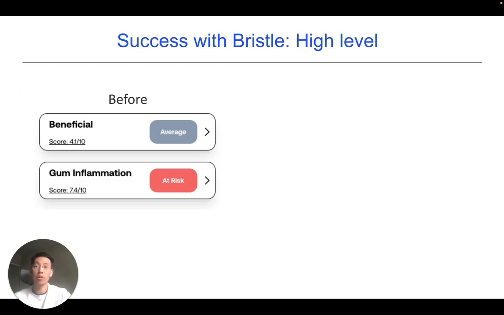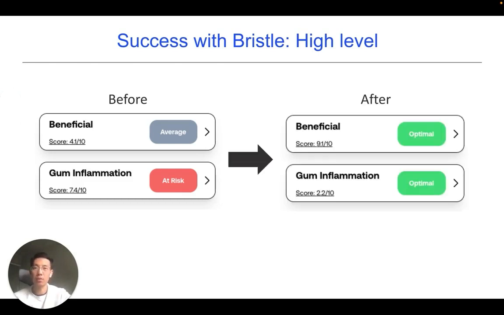Now, I'll go over a real-world example. Take this test from a patient with early signs of gum disease, a low beneficial score and a high gum inflammation score. The goal would be to increase the beneficial score, which may come from improved diet and hygiene, and to reduce the gum inflammation score, but not necessarily turn it to zero.